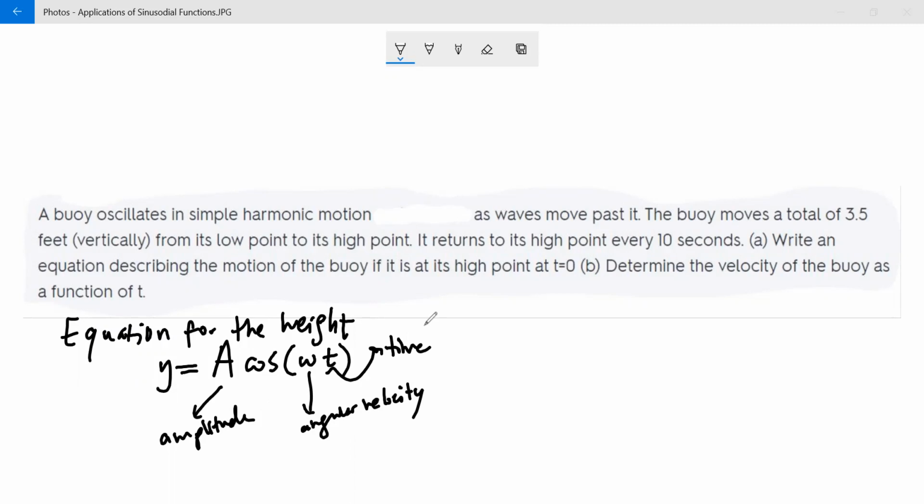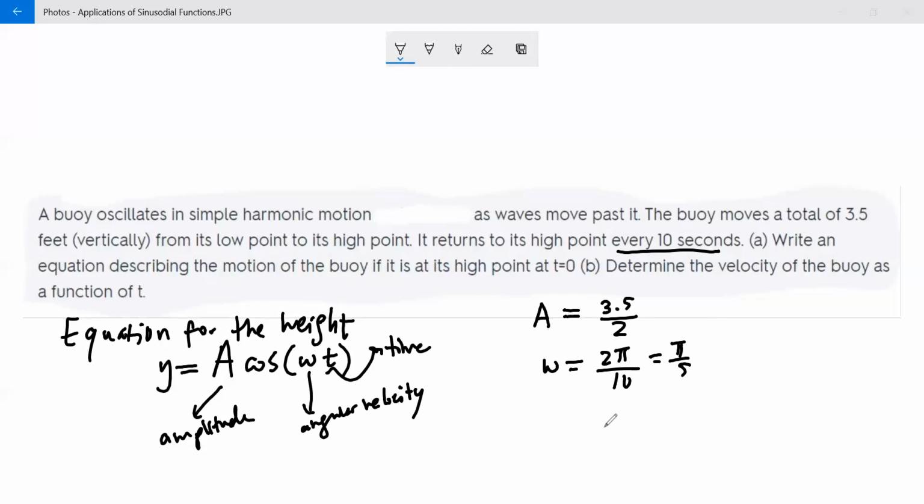Okay, so now let's find the amplitude first. A is just going to be 3.5 divided by 2. That's the middle point. And w is going to be, because it's every 10 seconds, 2 pi over 10, which is pi over 5 if you simplify it. The amplitude for the periodic function must be the magnitude of the total displacement in two directions, so we must consider the distance from high to low points to be twice the amplitude.